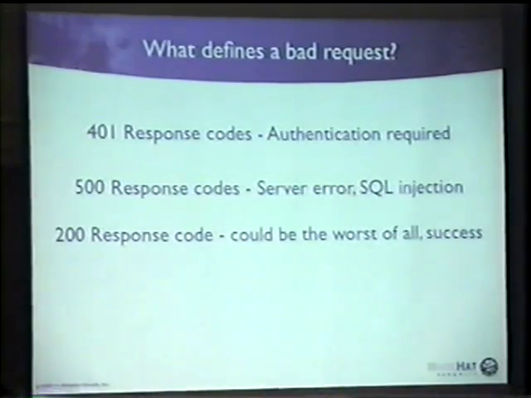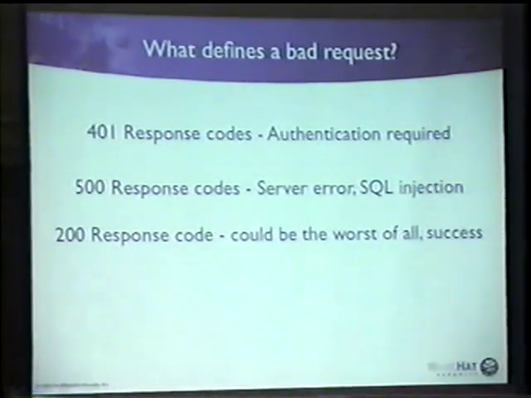So what really defines a bad request? Well, we have the response codes from HTTP that we can look at. So 401 tells me somebody required authentication on the HTTP level. So we talked about HTTP basic authentication at the beginning. This is the response code I get back if I try to request a protected resource.